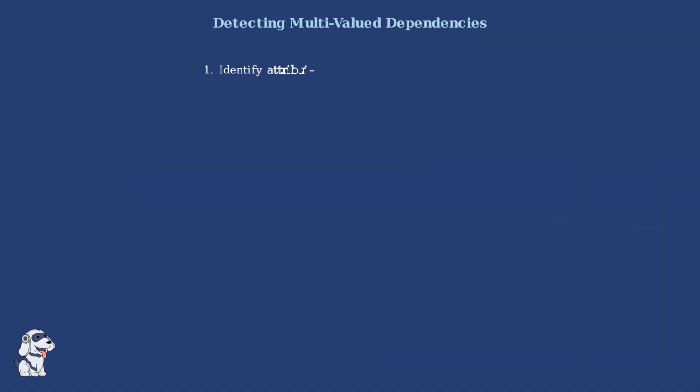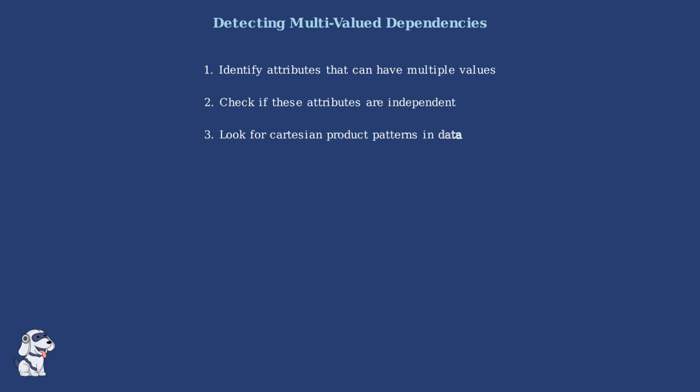To detect multi-valued dependencies in your tables, follow these steps. First, identify attributes that can have multiple values for a single key. Second, check if these multi-valued attributes are independent of each other. Third, look for Cartesian product patterns in your data where every combination appears. Finally, verify that changing one attribute doesn't logically affect the other.